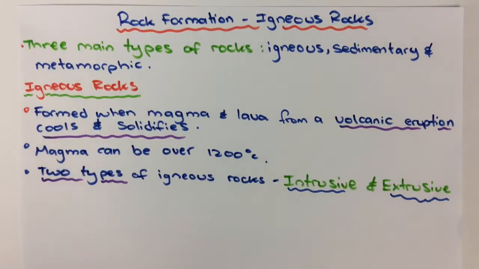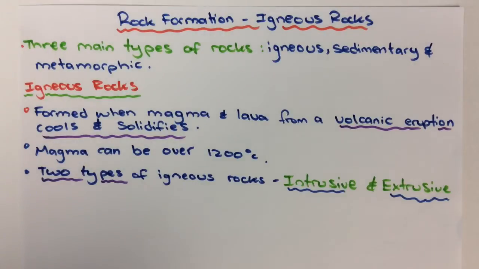Okay, so there's three main groups of rocks. The first is igneous, the second is sedimentary, and then the next is metamorphic. So igneous rocks are formed when magma and lava from a volcanic eruption cools and solidifies, okay? So solidifies means turns from a liquid into a solid. Magma can be over 1,200 degrees when it's beneath the Earth's surface.